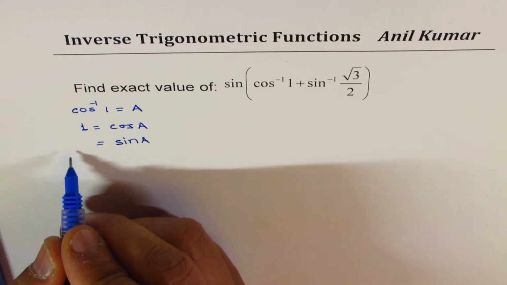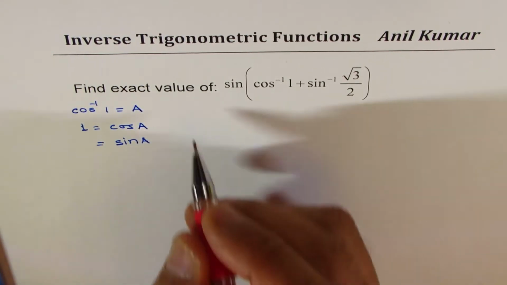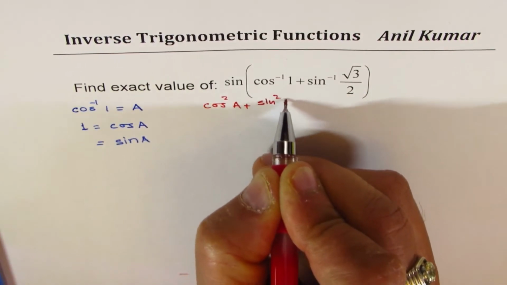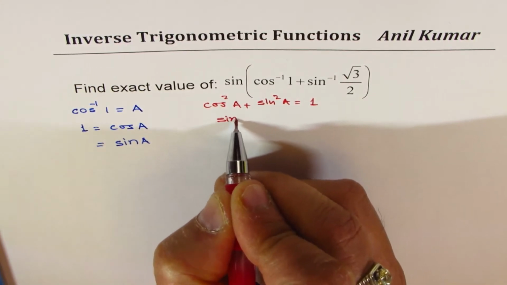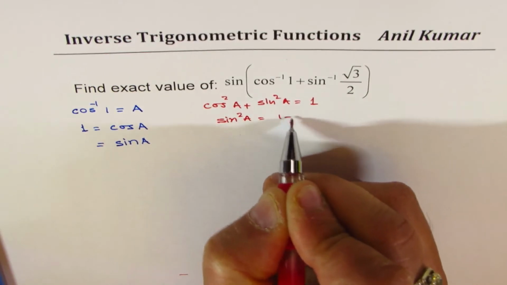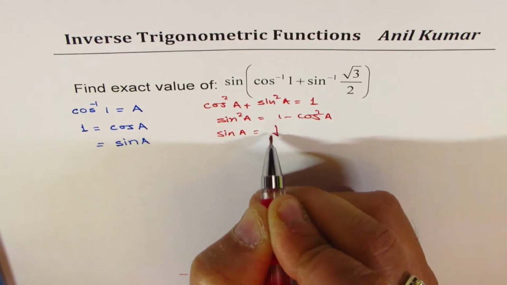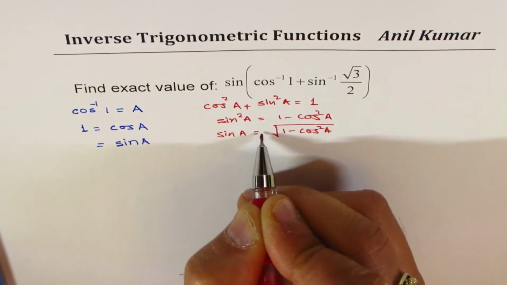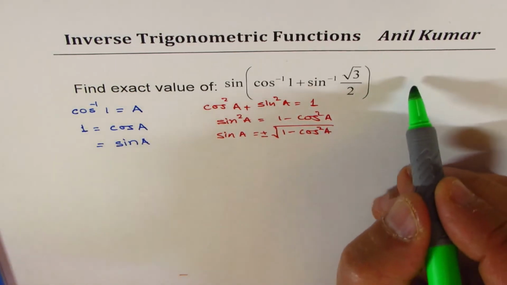Well, sin A should be, let's write down the formula which relates these two things. We know cos square A plus sin square A is equal to 1. Therefore, sin square A equals 1 minus cos square A, or sin A equals square root of 1 minus cos square A, right? Normally we write plus and minus. How do we decide plus and minus? We decide based on the position, right?